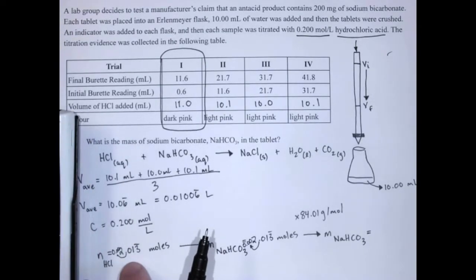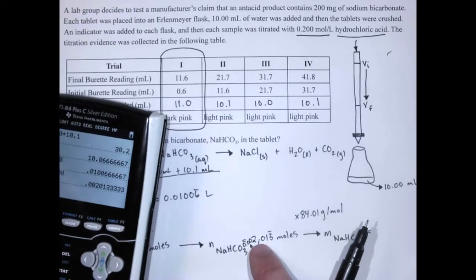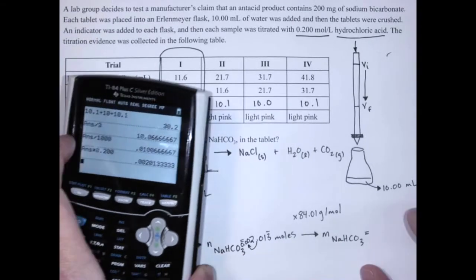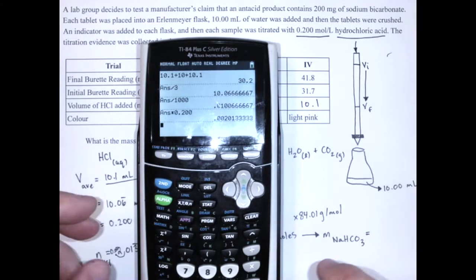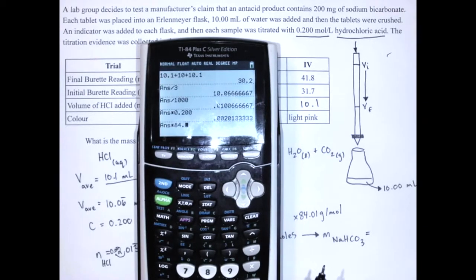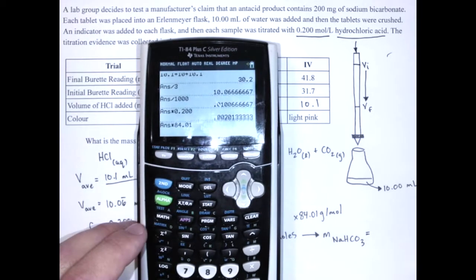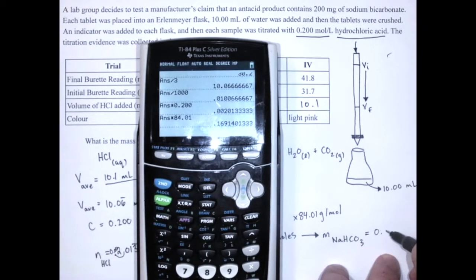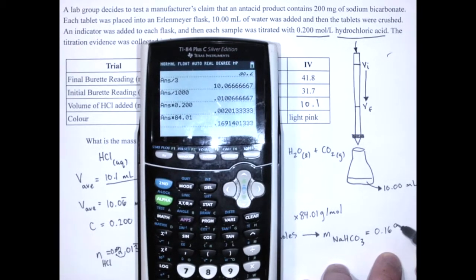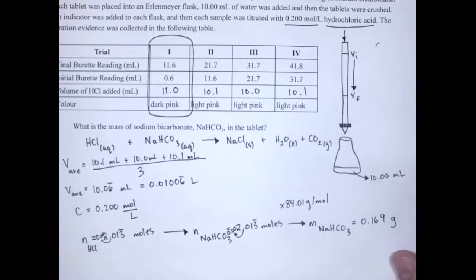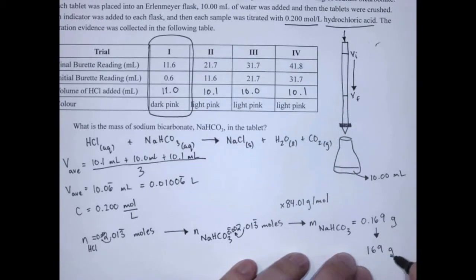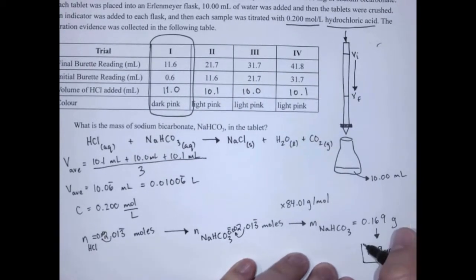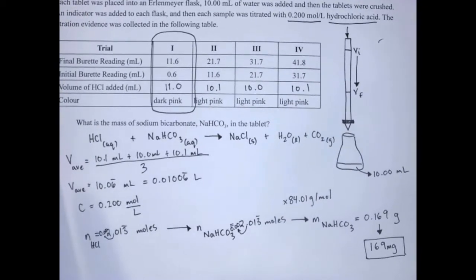It should be a little bit smaller, 0.002013 moles of sodium bicarbonate, and then we multiply by 84.01, and I get 0.169 grams. Here's the weird thing, 0.169 grams, and if I convert this into milligrams, I would get 169 milligrams, because a milligram is 1,000th of a gram.